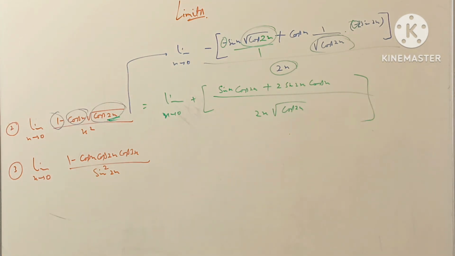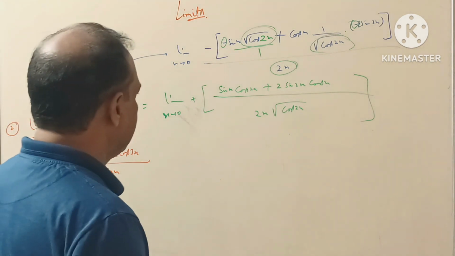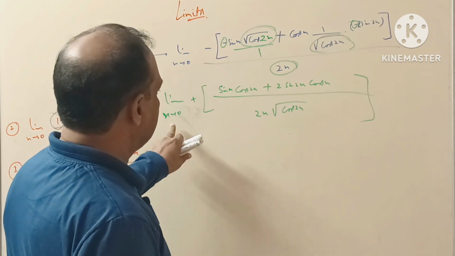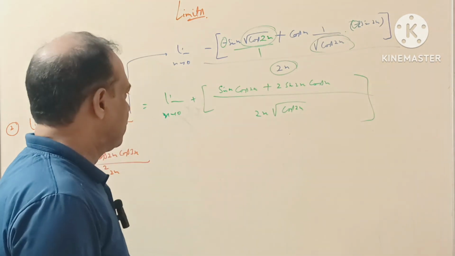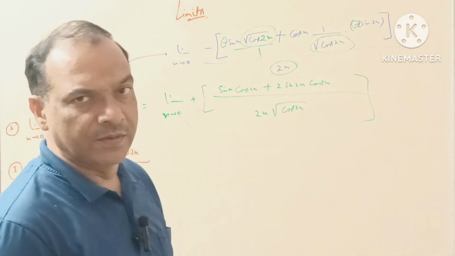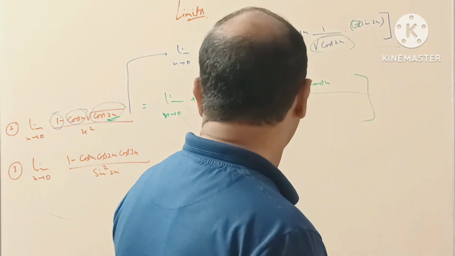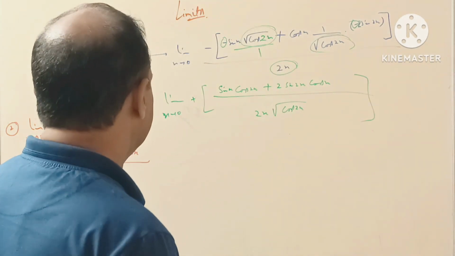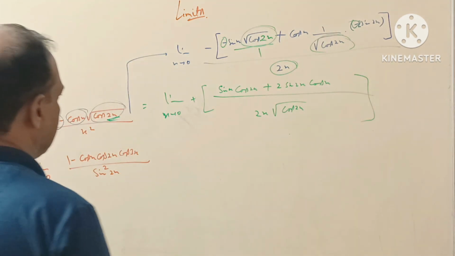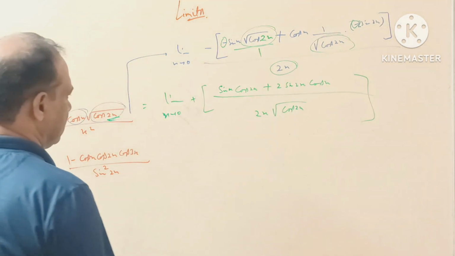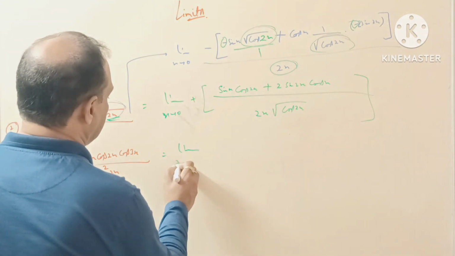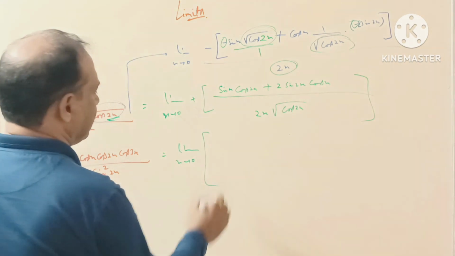Now what else can we do here? This is quite a lengthy question, but if I apply the limit here, putting x equals 0 in the denominator, the denominator is equal to 0. Therefore I have to again apply L'Hospital rule, which means differentiating both numerator and denominator individually.